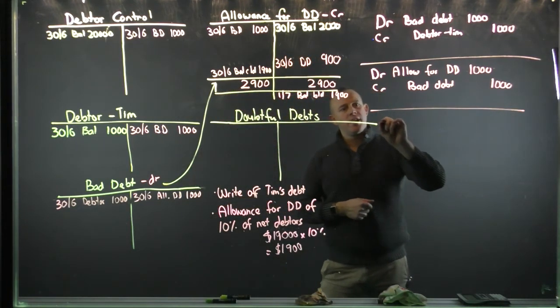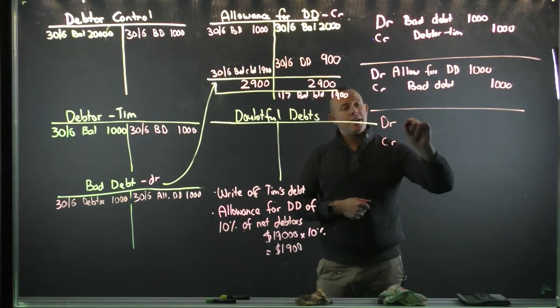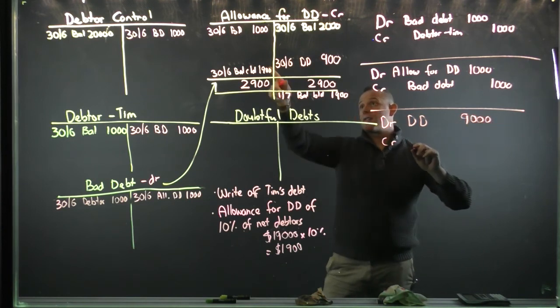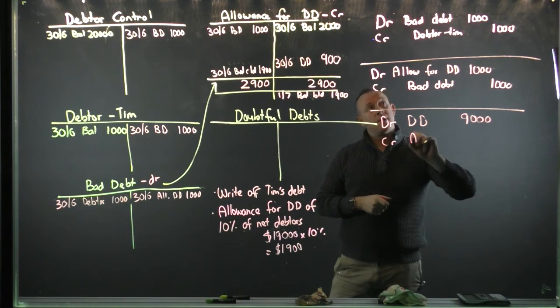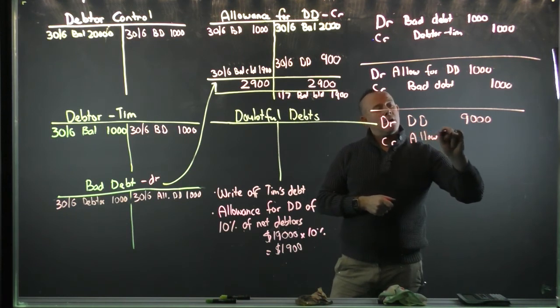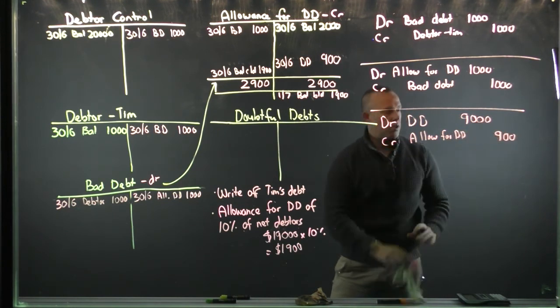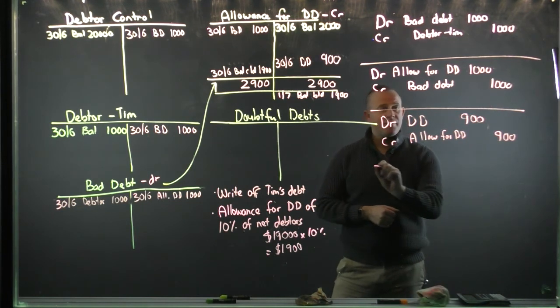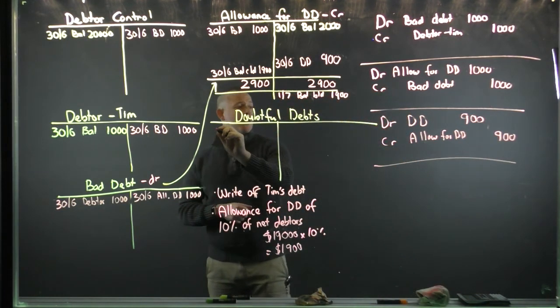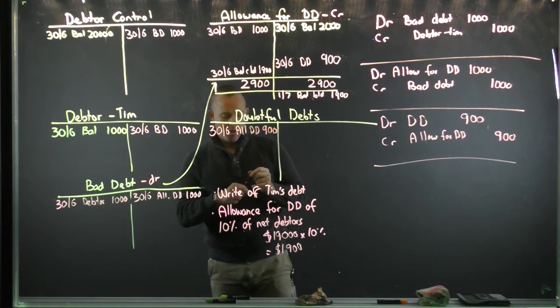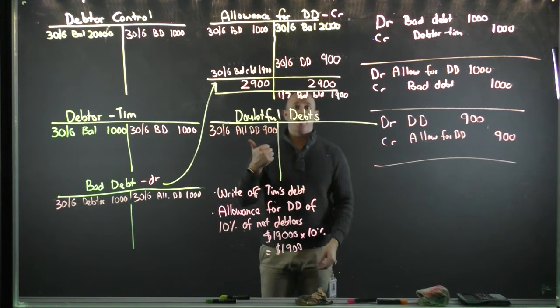So if I did that journal entry, it is doubtful debt, 900, and the credit is allowance for DD, 900. Whoops, one too many zeros there. 900. There is our journal entry. Posted over here. 30th of the June. Allowance for DD, 900.